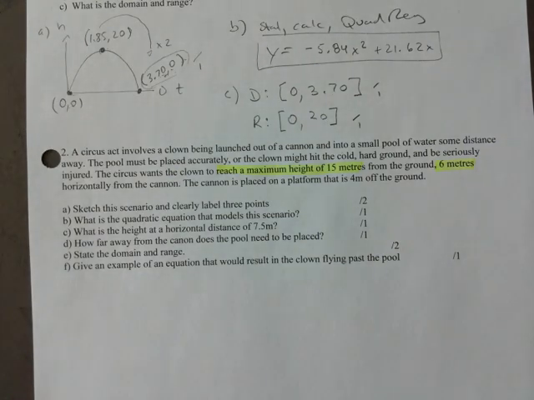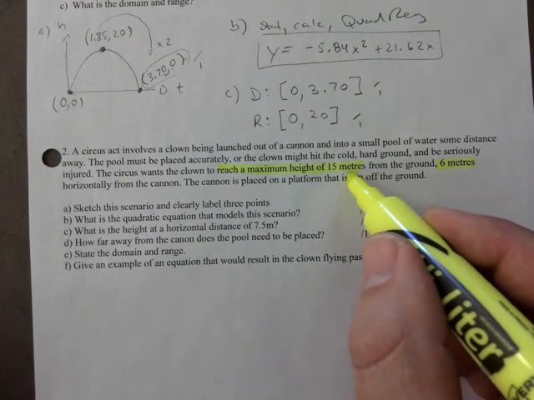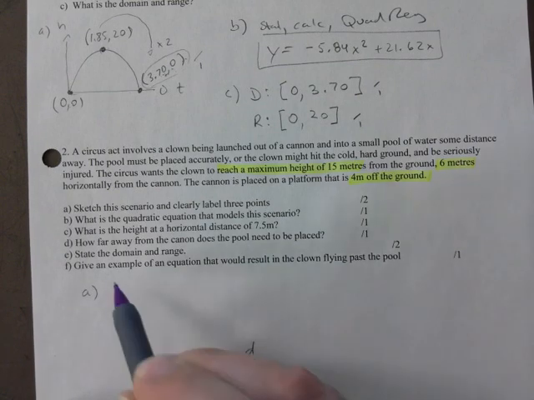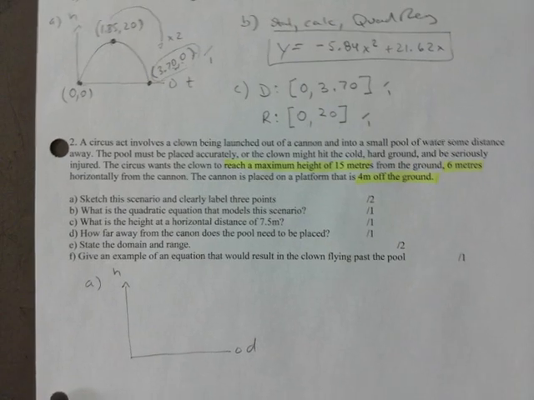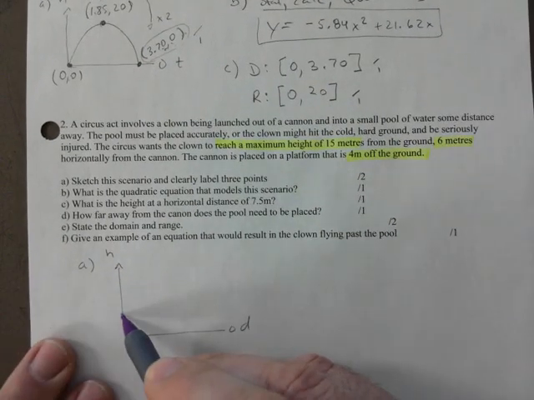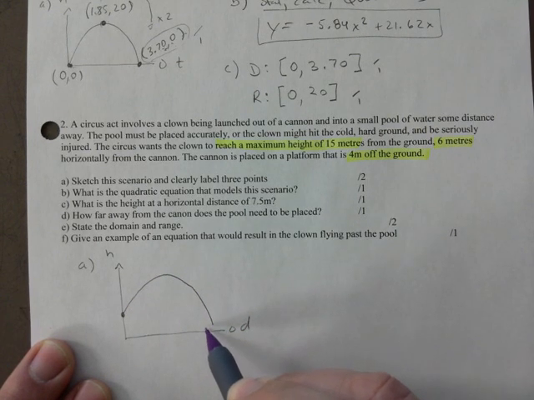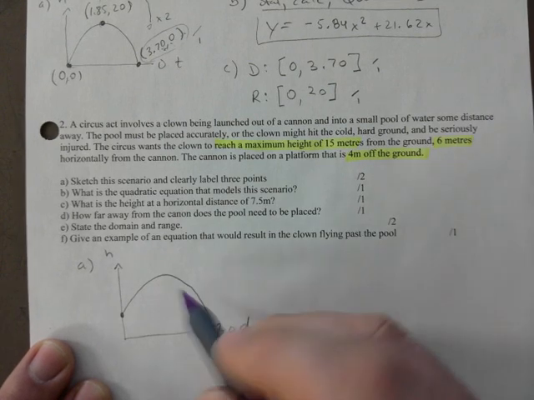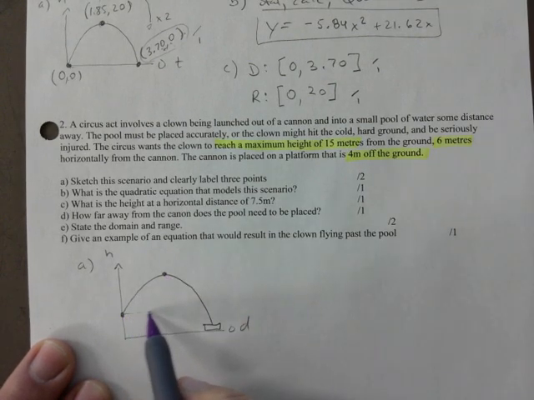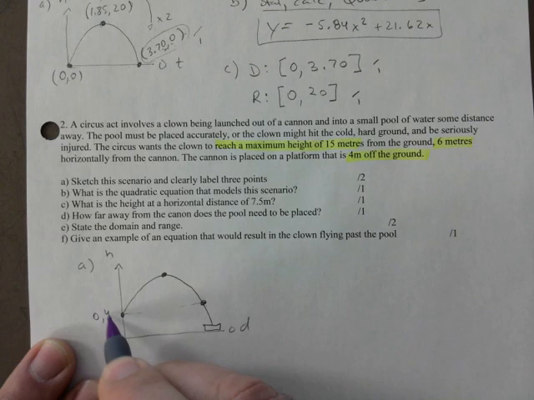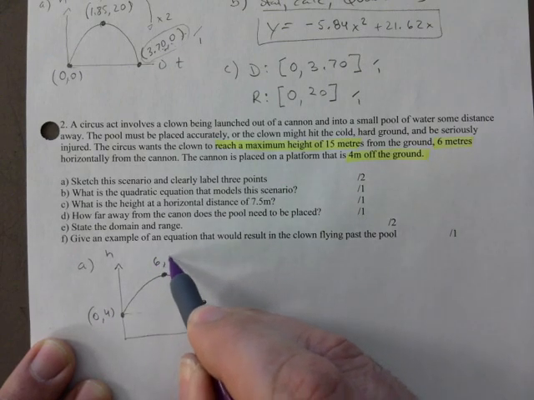The cannon is placed on a platform that is 4 meters off the ground. That is important as well. So we're not starting on the ground, we're starting off the ground. Sketch and label 3 points. In this case, you have distance and height. You don't have a time here. It's not being included. So we're starting somewhere here, we go up, and then ideally we want to land in this pool, right? We don't know yet if we're going to. So we have 2 points that are across each other and this point there. So this would be 0, 4. This would be 6, 15, right?